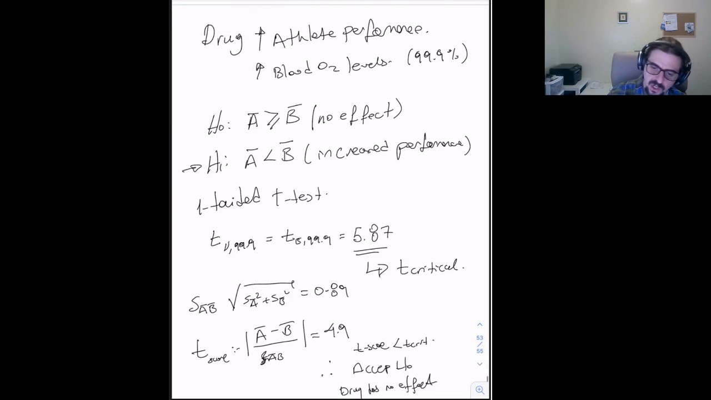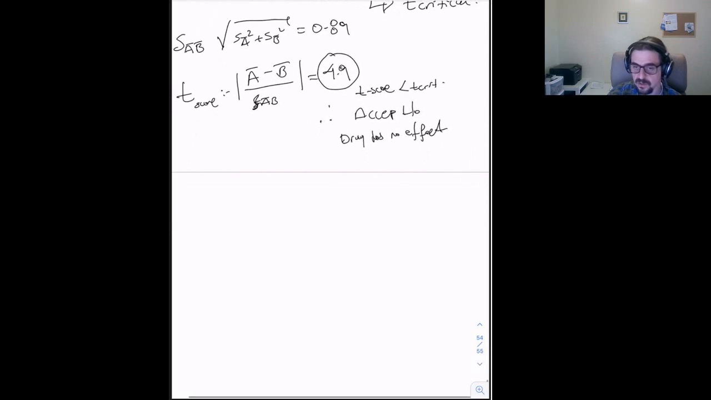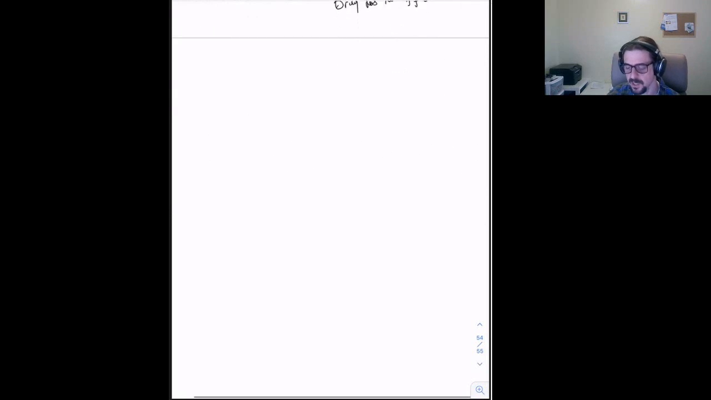Okay, so that basically told us that the drug that we are using has no effect, because we have determined that our t-score was smaller than t critical. Based on this experimentation, we were not able to find the difference between group A and group B, which is okay.